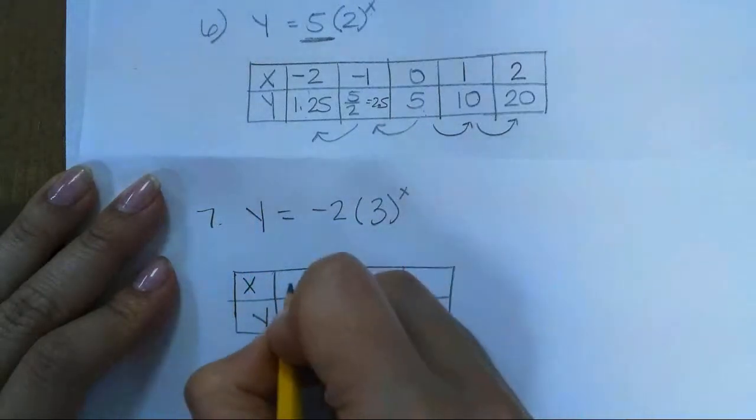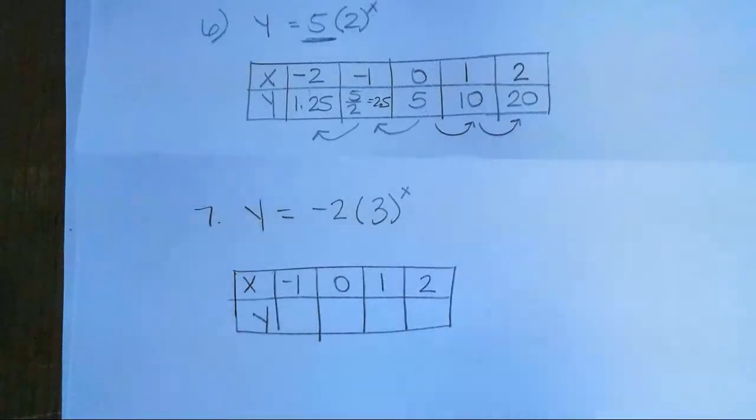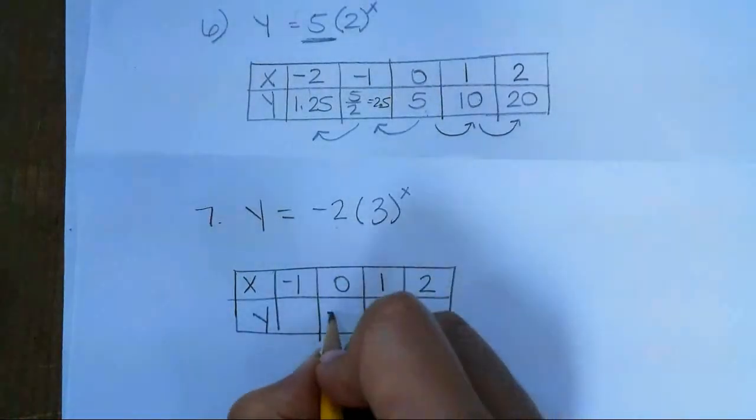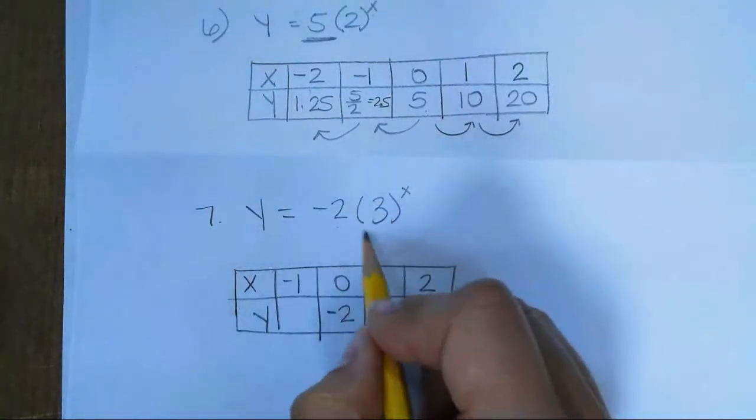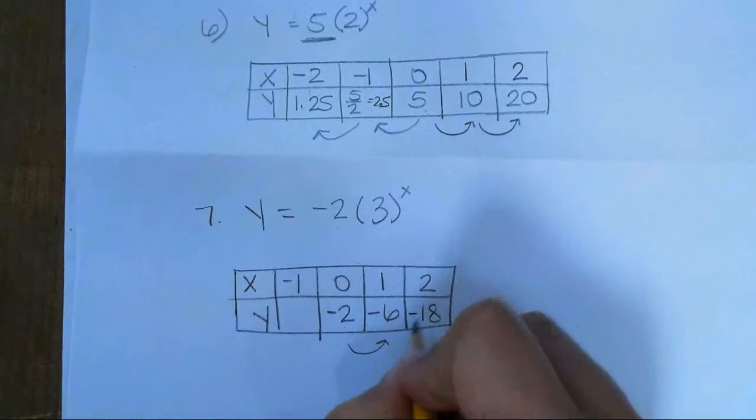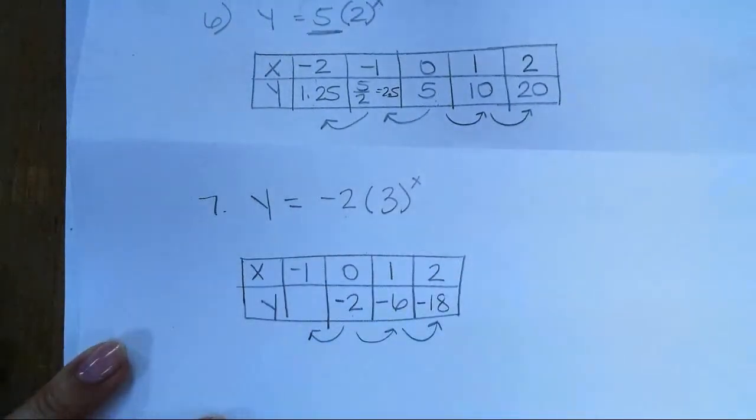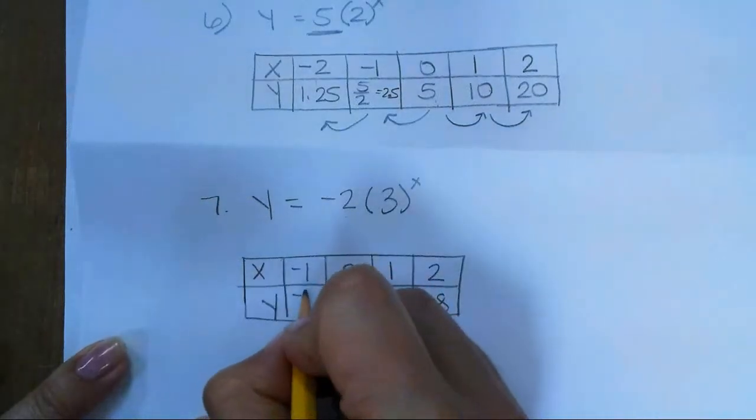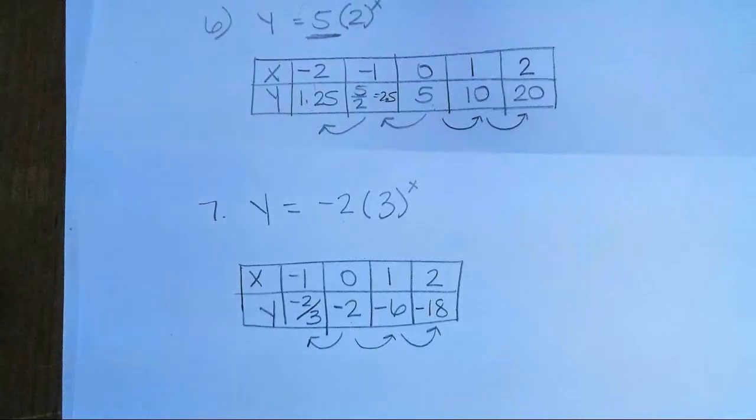I'll do my 0 here. Doesn't matter where you put your 0 as long as you start with a 0, because this is going to be my y value. So put my -2 wherever my 0 is. And then I'm going to multiply by 3 each time. So -2 times 3 is -6, and -6 times 3 is -18. So now to go backwards from here to get my -1, I want to divide by 3. So I have -2 over 3. Okay? And that's how you would go ahead and do it.